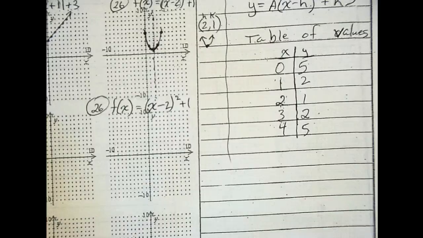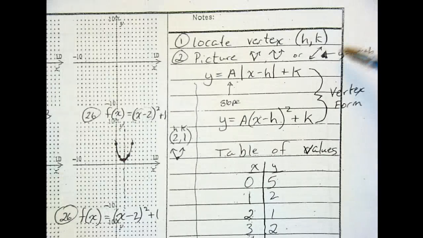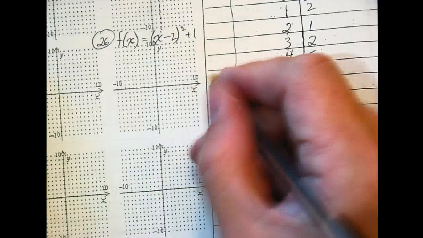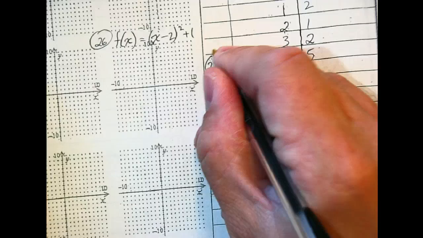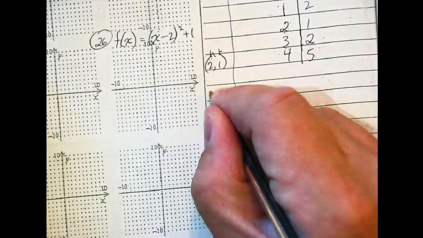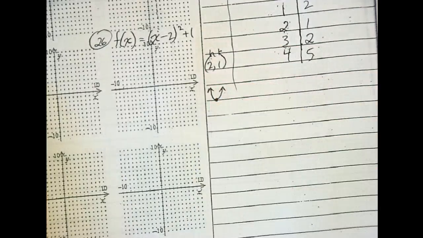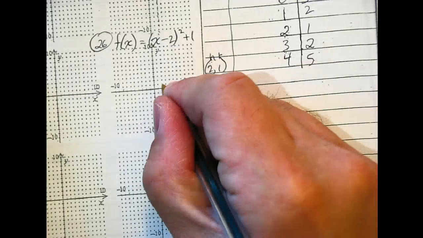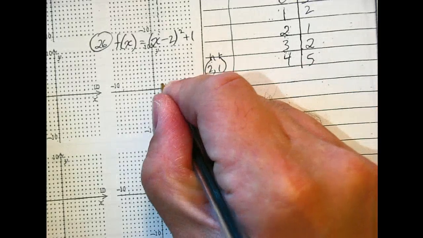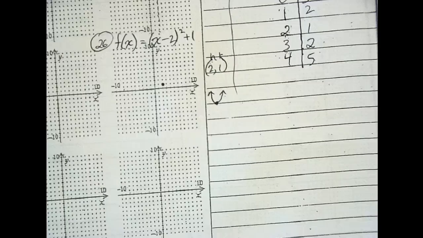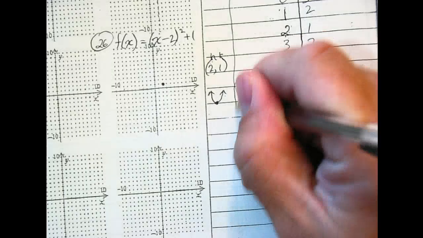Start out the same way. You find HK, and you figure out what the picture is. So in this case, once again, HK doesn't change. It's 2, 1. My picture still is that. Okay, I plot HK at 2, 1. How many are with me? Okay, I know I'm talking a lot, but I'm almost done.